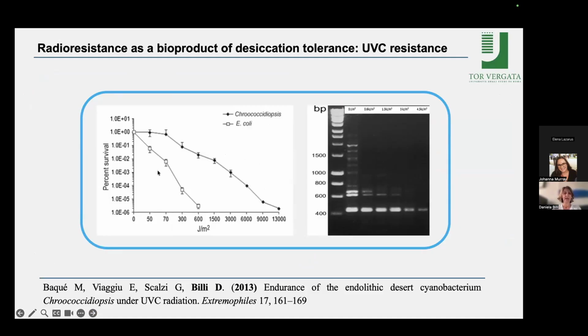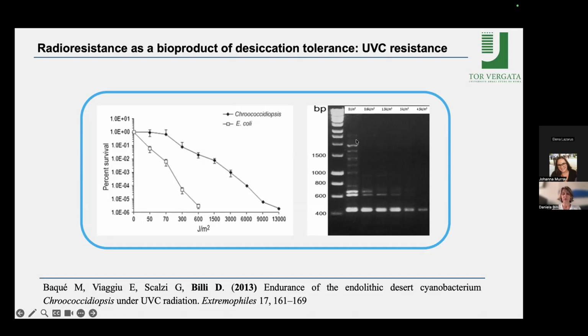It's very high. And E. coli is also much more susceptible than Chroococcidiopsis, and also the DNA is damaged by UVC radiation, and so survival has to be related to the capability of this cyanobacterium to repair damage.